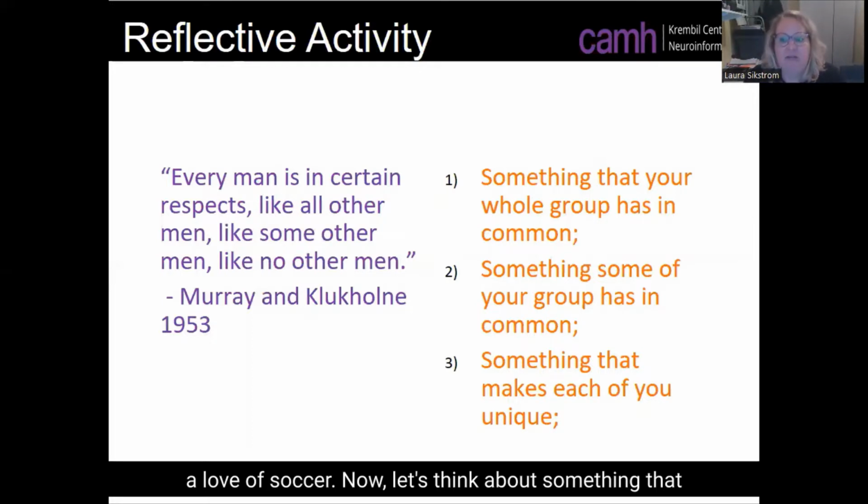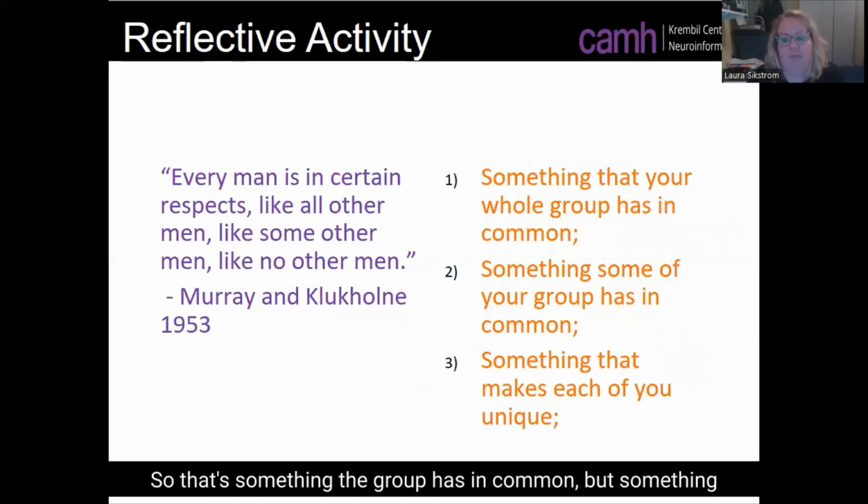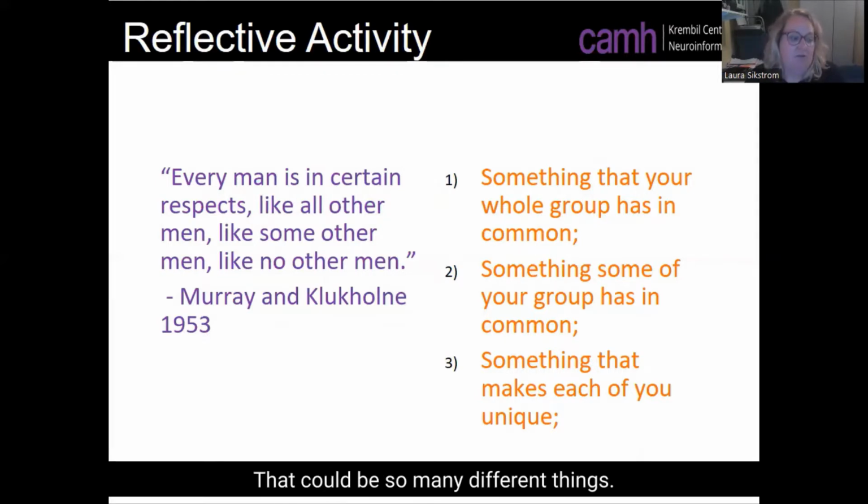Now let's think about something that some of your group has in common. Well, it would depend on the makeup of that group. But let's say some are boys or identify as boys, and some are individuals who identify as girls. That's something the group has in common, but something that makes each of you unique could be so many different things. It could be that everyone's a different height, a different age, a different ethnicity, or grew up in a different neighborhood. There's a range of factors that make us each unique.